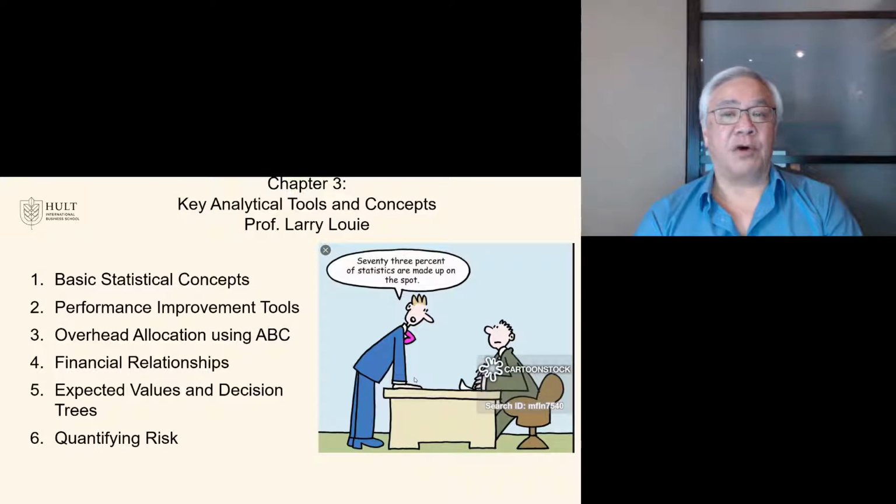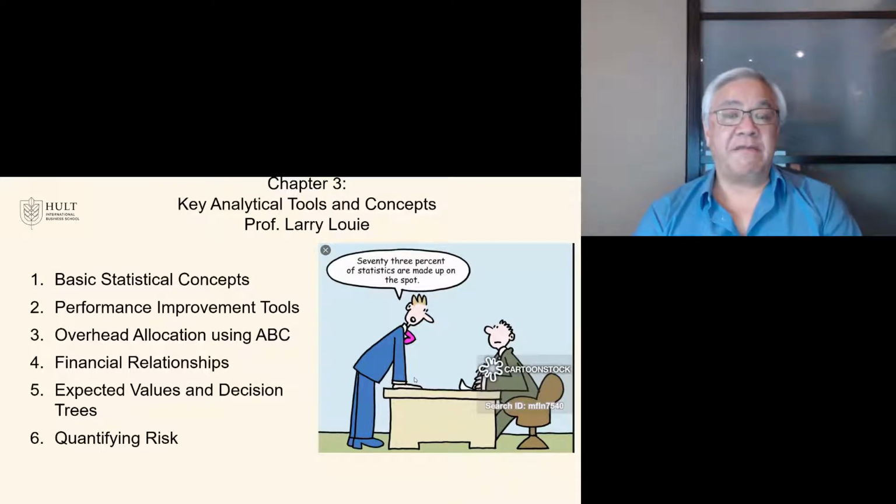The third topic is overhead allocation. It's an important topic for all companies because we want to measure performance not just at the company level, but at the department and division level. And to do so, we need to allocate overhead. Fourth is we'll look at financial relationships between different aspects of the reports, and we'll see how these work as far as company versus department versus industry.